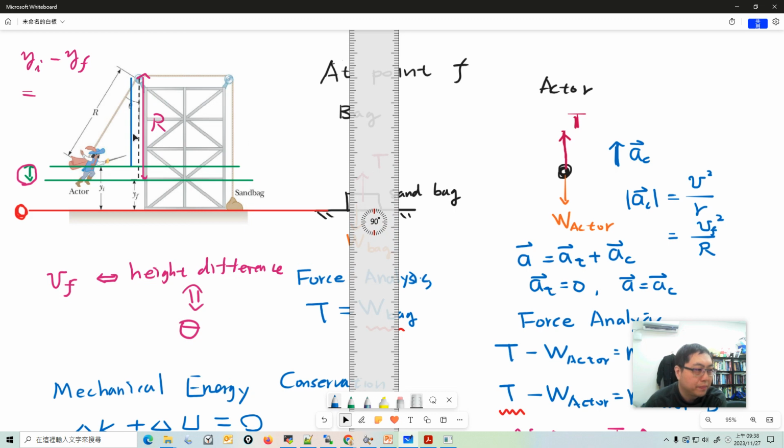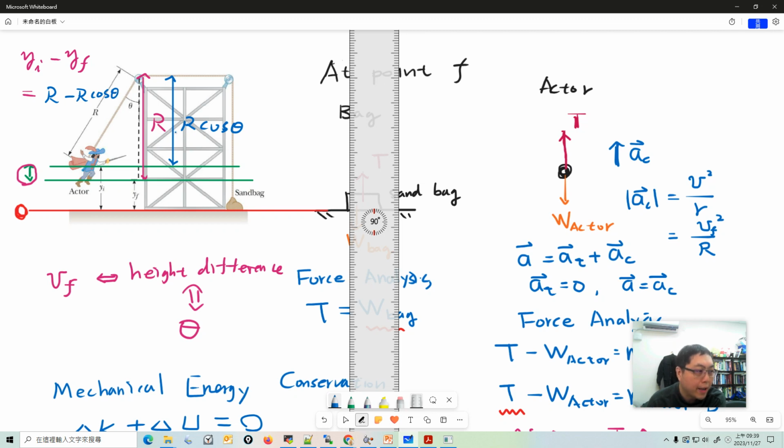Maybe here. Yeah, definitely here. Here is R cosine theta. Yeah, it's here. This section is R cosine theta, and this section is R. So yi minus yf is R minus R cosine theta.